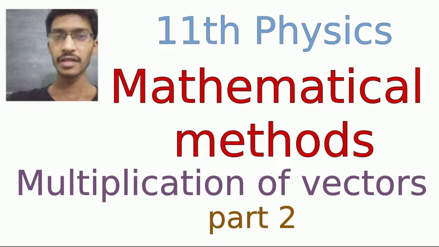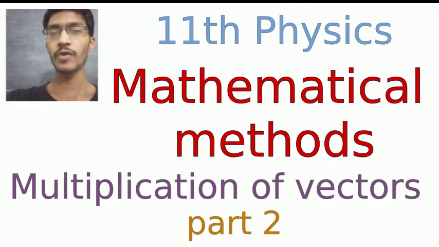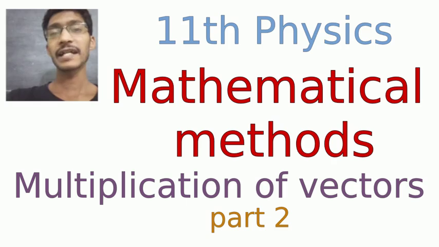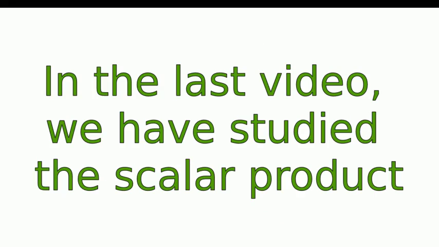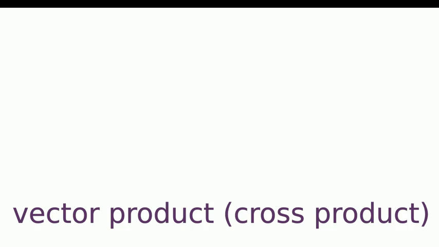Hello students, in this video we are going to see what vector multiplication is, that is, how we can multiply two different vectors. There is another type of multiplication of vectors, and that is called vector product or cross product. We will see why it is called cross product.